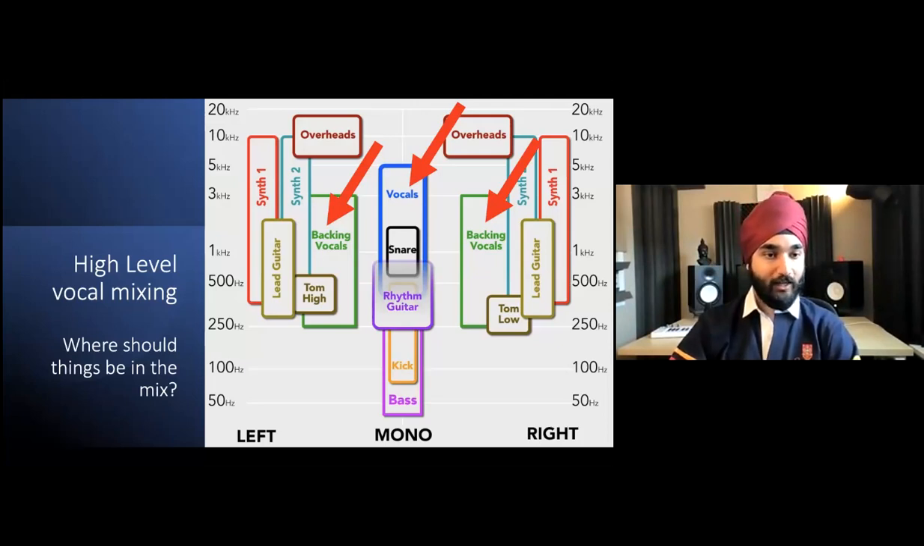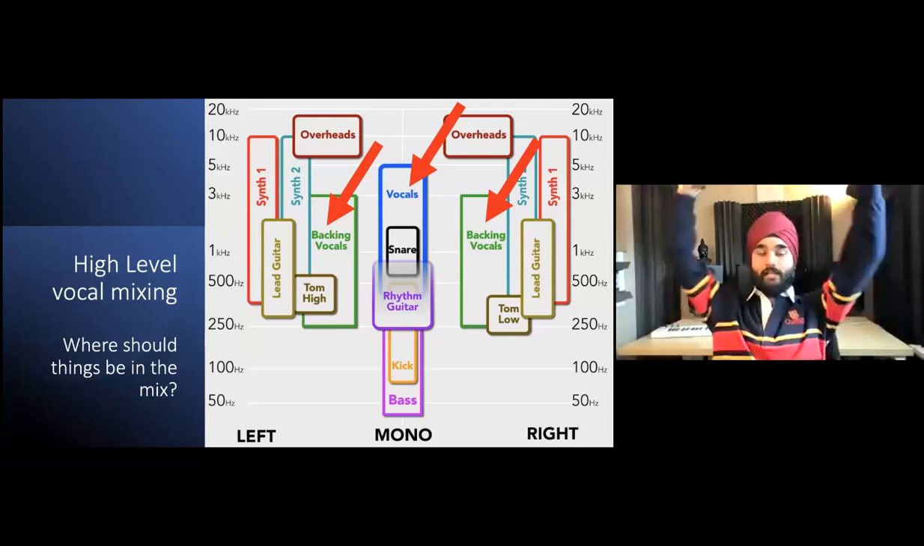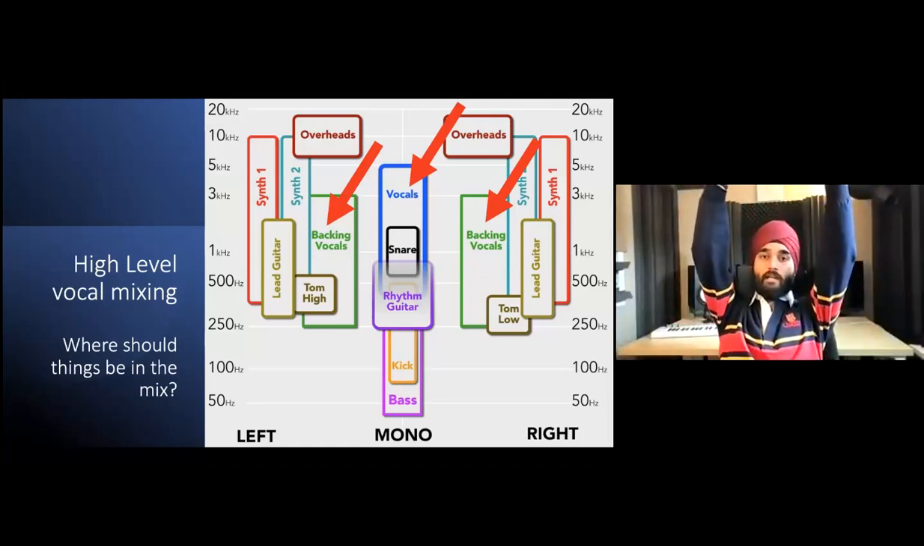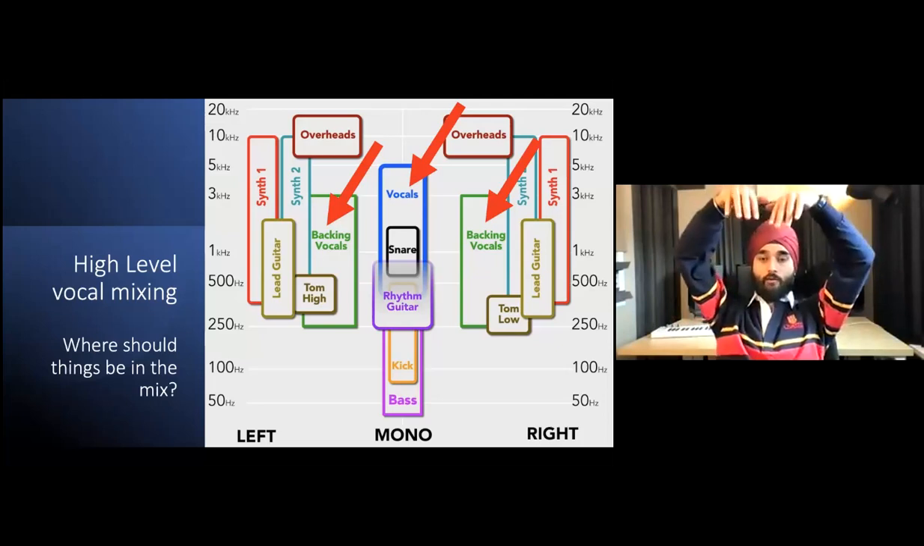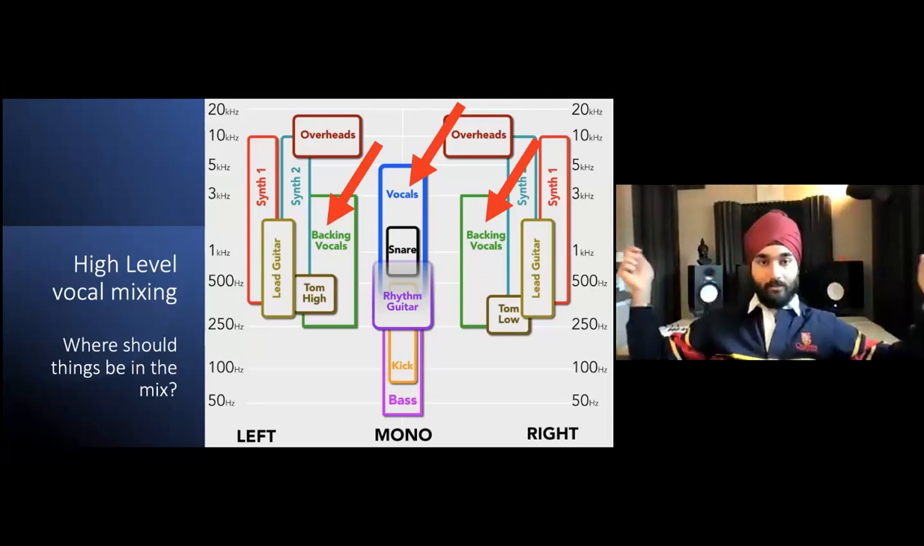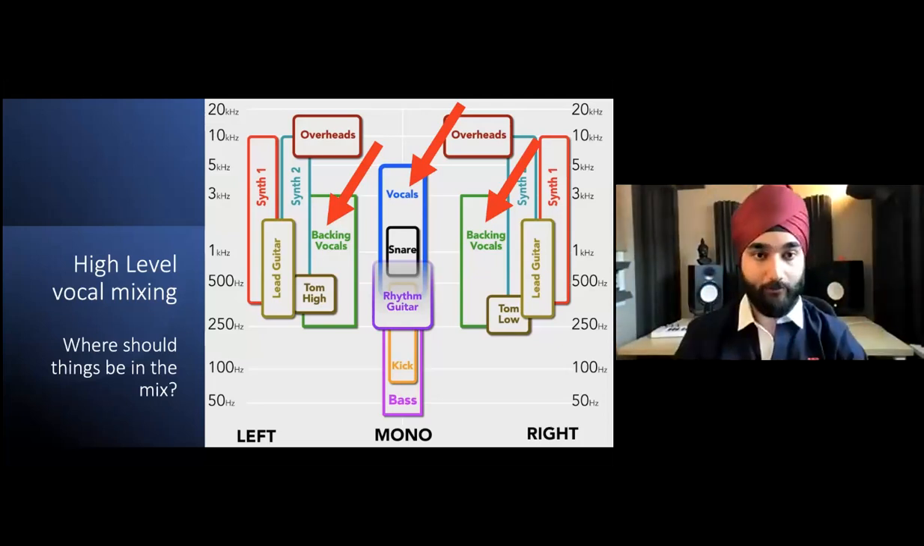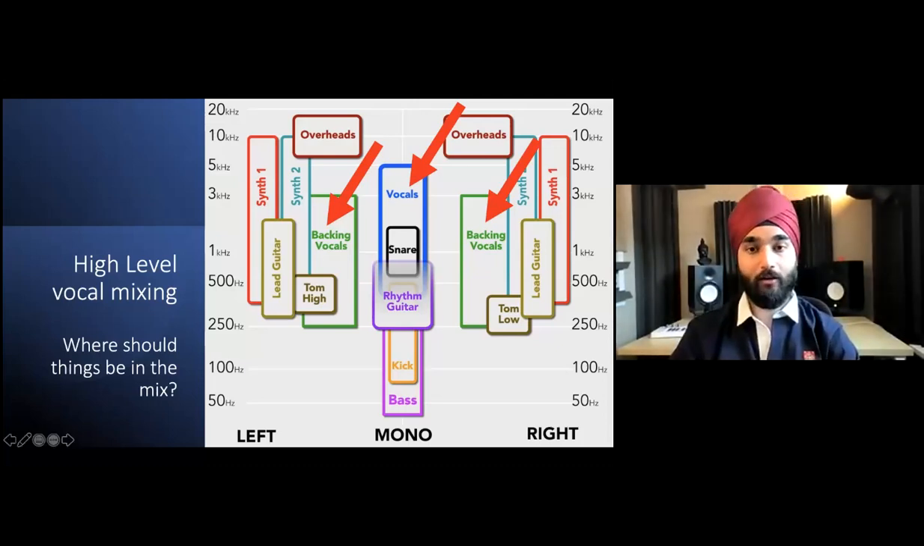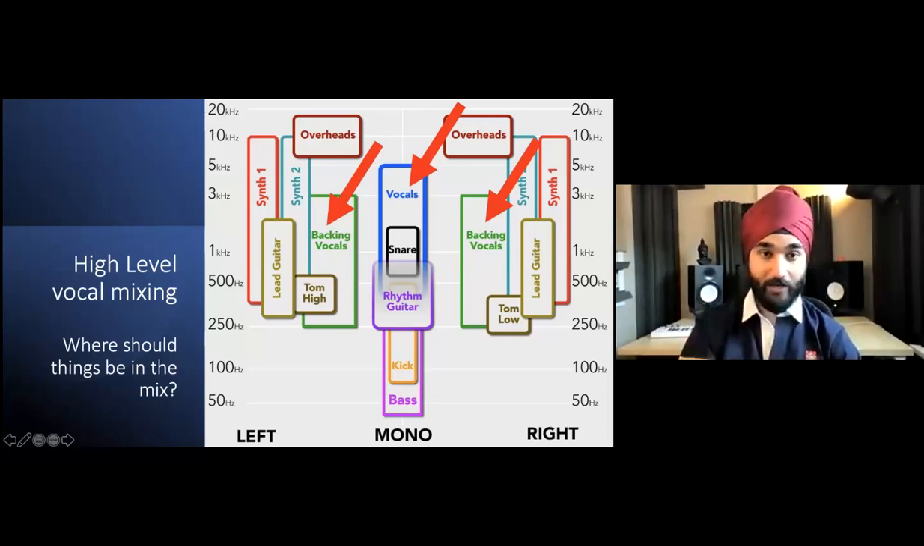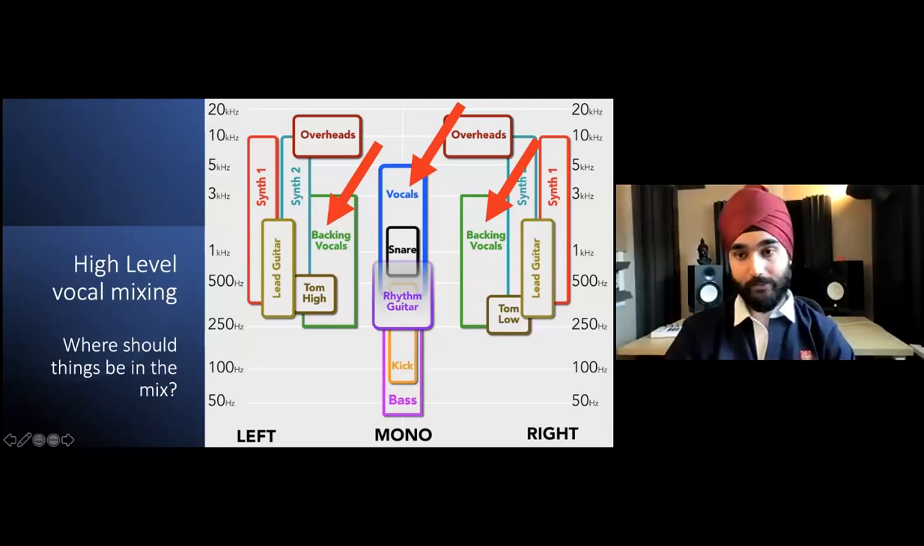The question here, what are overheads? So an overhead, because this record is a rock record, an overhead would be microphones that are recorded on top of the drum set. Those microphones will be picking up all the cymbals. So really, really high frequency stuff, like crash cymbal, ride cymbals, different types of crash cymbals. And those would be right on the top, of course, because they're higher frequencies.